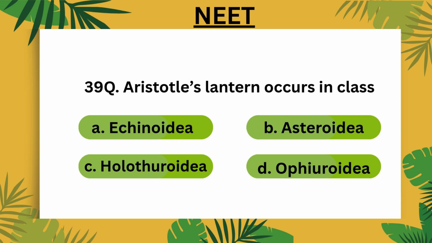Thirty-ninth question. Aristotle's lantern occurs in class A. Echinoidea. B. Asteroidea. C. Holothuroidea. D. Ophiuroidea.